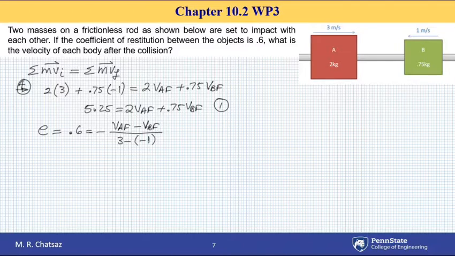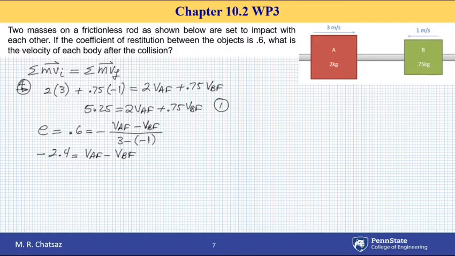So let's continue with simplification of this equation. The denominator is 4 times 0.6 gives me 2.4 equal to VAF minus VBF. And since I have a minus on the right side, I want to multiply both sides by minus to have this equation as shown now. So let's call this our second equation.